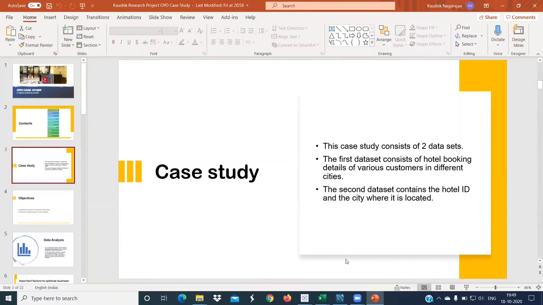So this case study consists of two data sets, as I told before. The first data set consists of the hotel bookings of various customers, that is the hotel details, when they booked, the price, the discount, the rate, and etc. The second data set contains the hotel ID and the city where it is located.